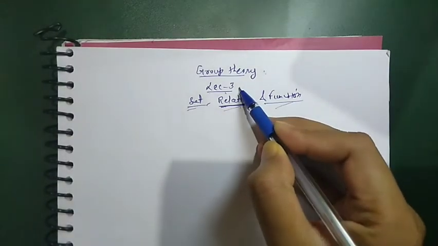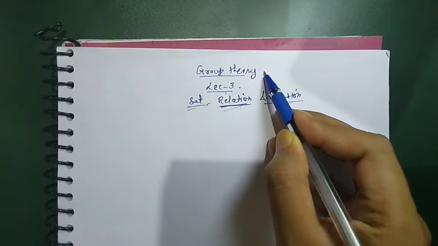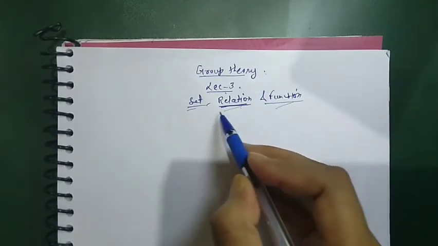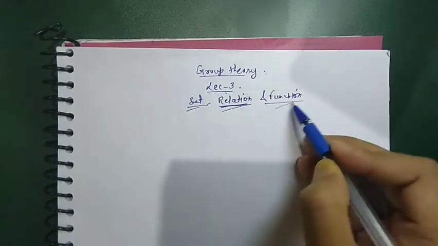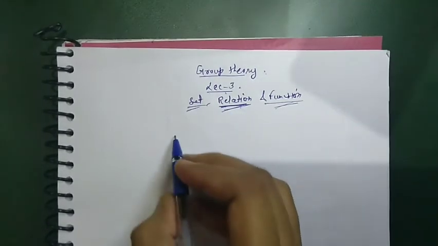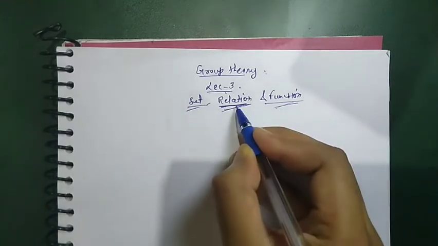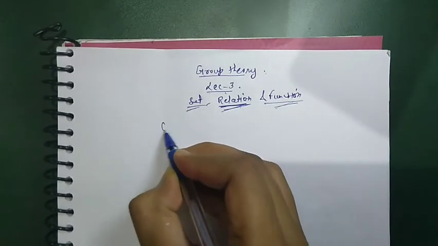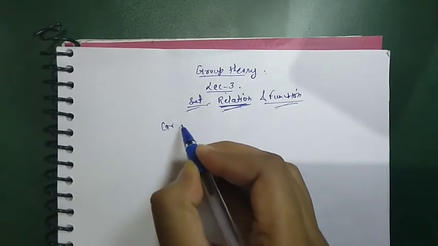This is lecture number 3 of the video series covering all the concepts of group theory, and now we are covering our concept of set, relation and function. In this video I am going to tell about relation. So let's begin. Before going to the definition of a relation, we should know first what is a Cartesian product of two sets.